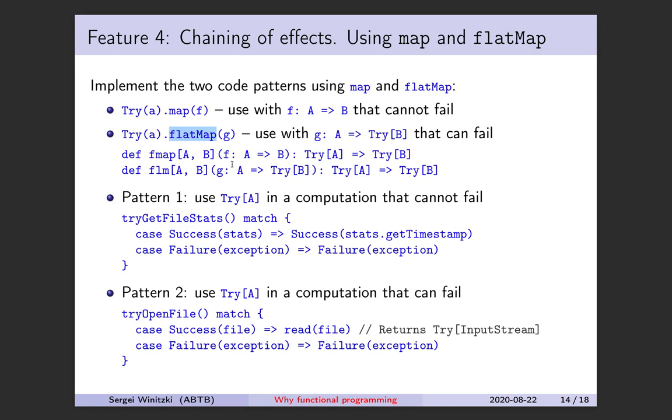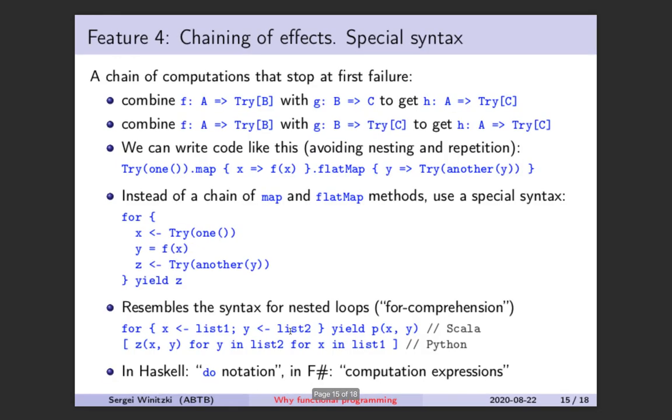But these are the functions that you can implement once in your library and then reuse. And then your pattern will become that you map this with a function that gets a timestamp, or you flat map this with a function that reads a file. Instead of writing match case expressions, you now write .map, .flatMap. So here's what you would do.